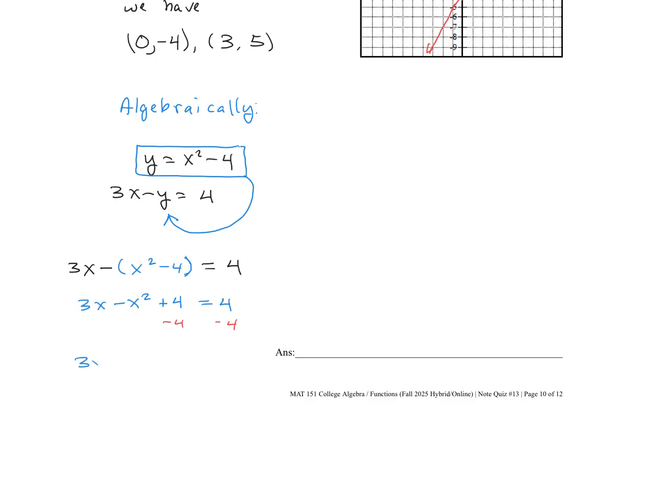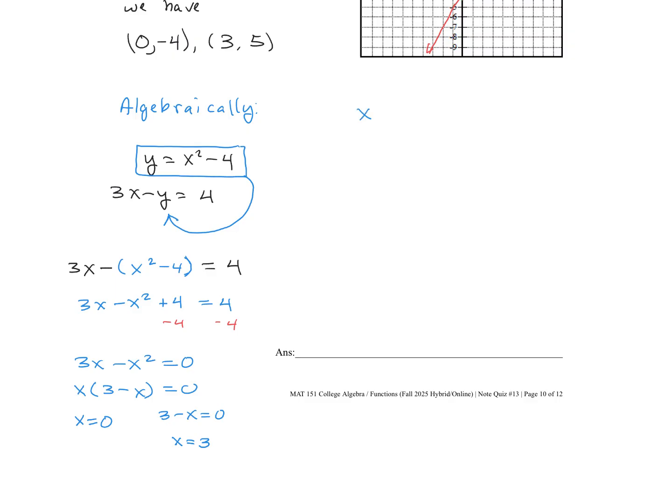I'm left with 3x minus x squared equals 0, which is a quadratic equation, so I can try factoring it or use completing the square, the quadratic formula. Factoring, it's actually pretty easy. Taking out an x, I'm left with 3 minus x. So here, either the first factor, x is equal to 0, or 3 minus x is equal to 0, so x is equal to 3.